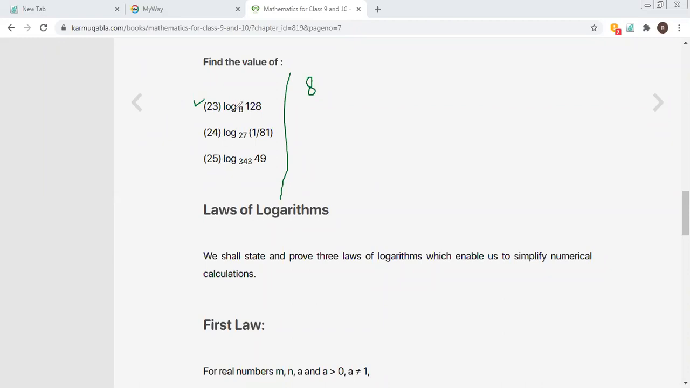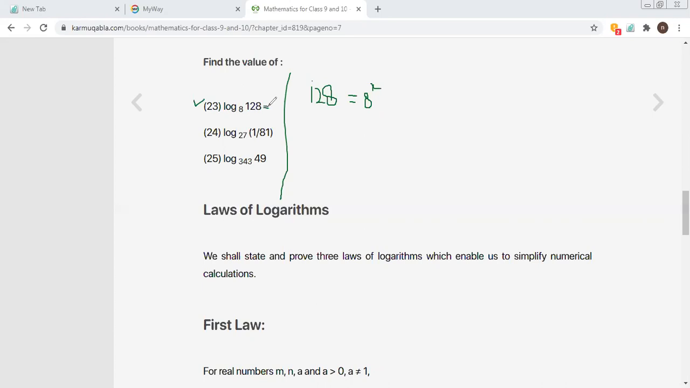Hello students. Log 8 power 128. We will write it as 128. Yes, class. What will be the next step? 128 is equal to 8 to the power x, because the power is not here. Yes, class. Is there any confusion? Or you can assume it is equal to x.